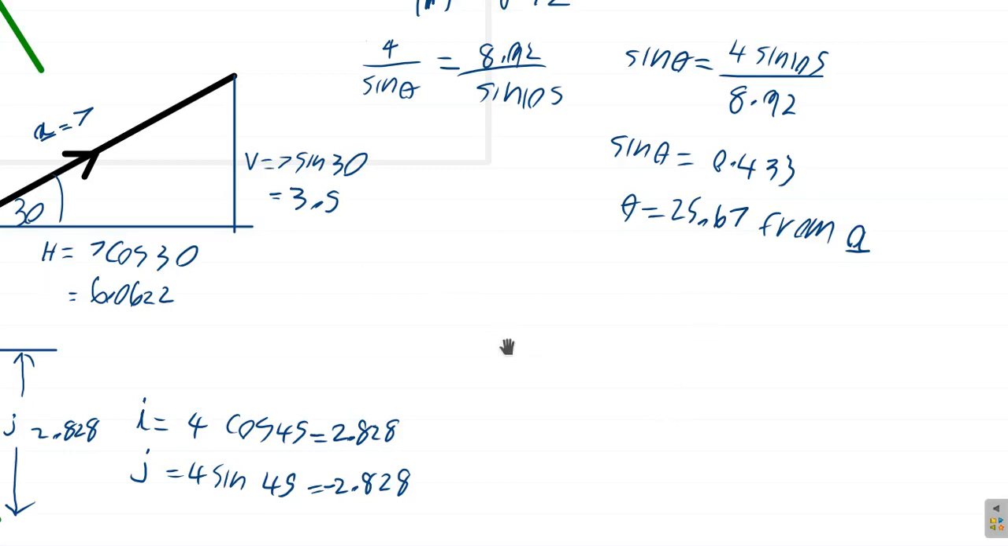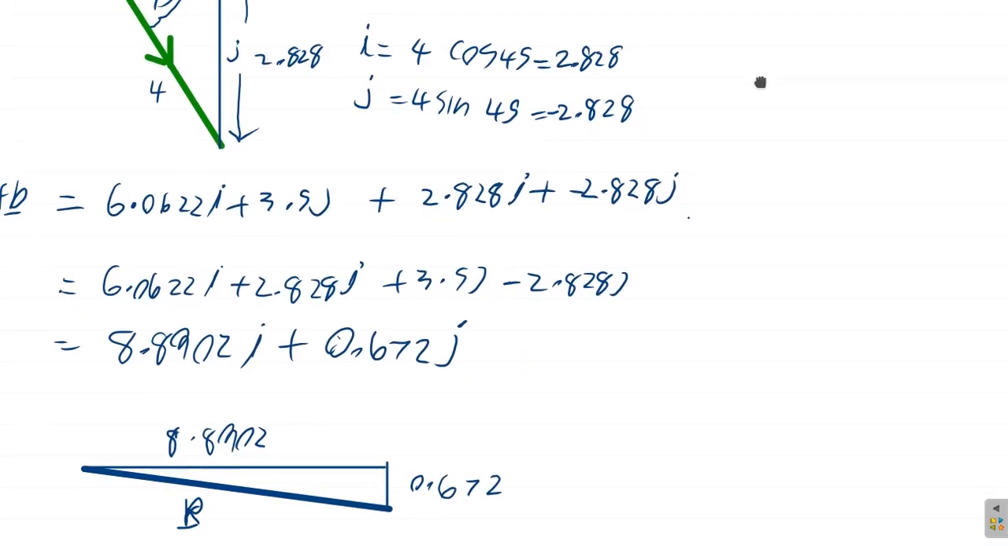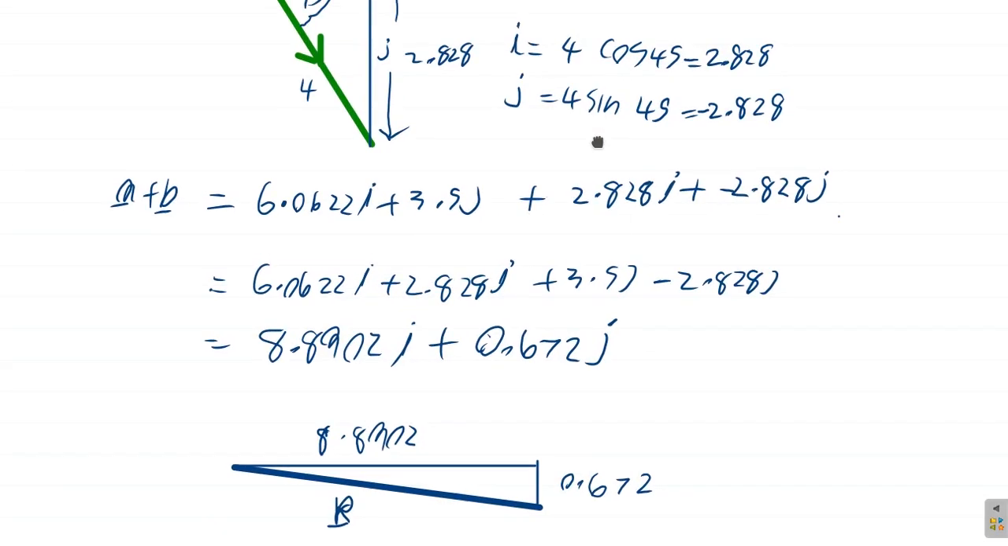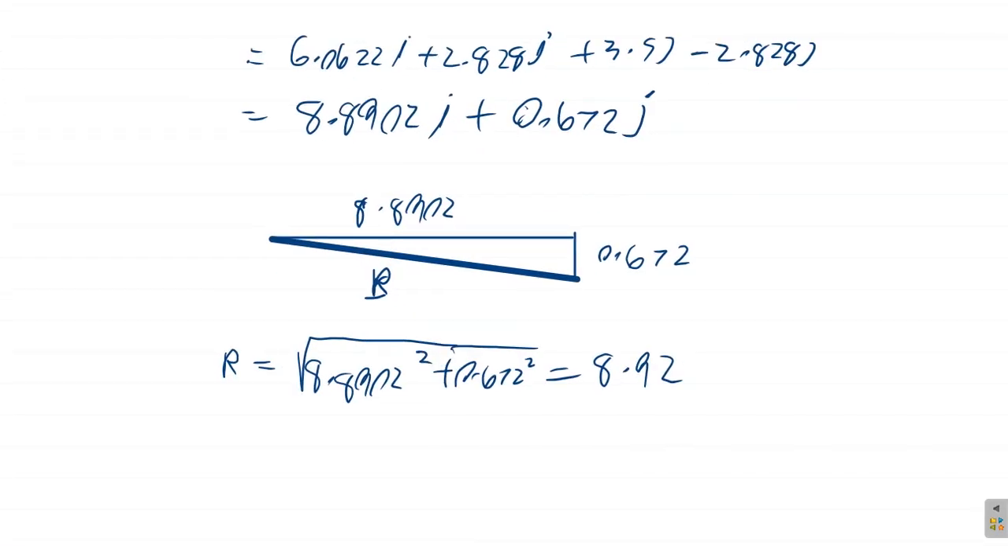Alright, so we continue here now from the last video. Now, what is the angle? We want this little angle here. This will be the angle to the horizontal. Call it alpha. So we can use tan, right? Tan alpha equals opposite, 0.672, over adjacent, 8.8902. So we can just say tan inverse alpha, or we don't have to do all of this.